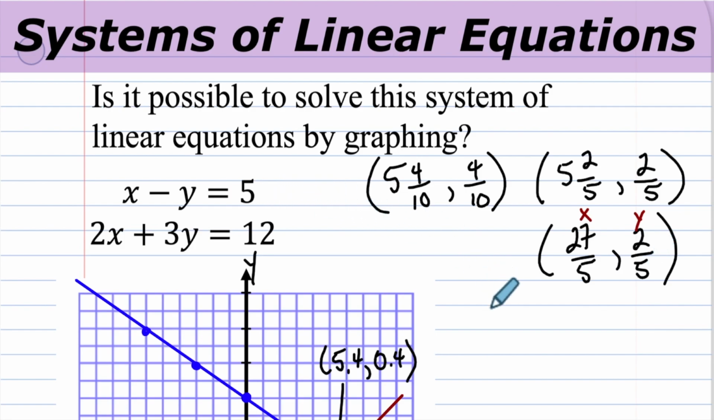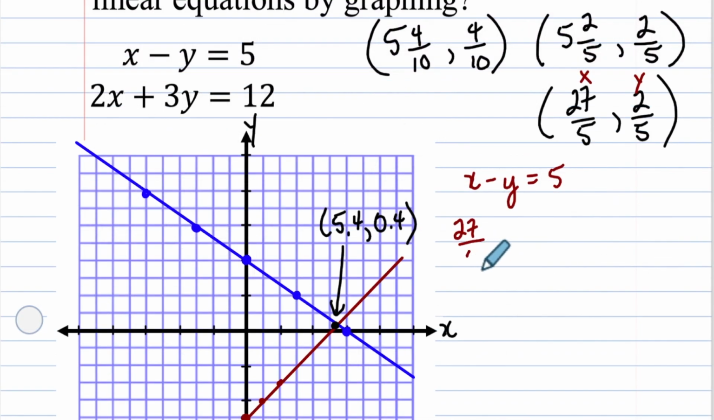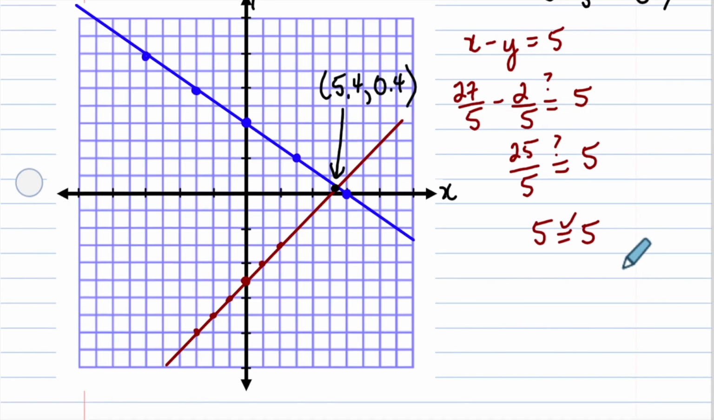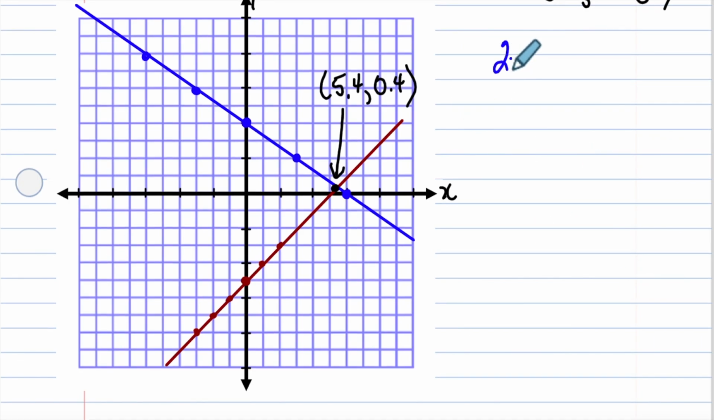Take the first equation, x minus y is equal to 5, and plug in the two fractions. 27/5 subtract 2/5. Does that equal 5? 25 divided by 5. Does that equal 5? And yes, it does. First equation checks out.